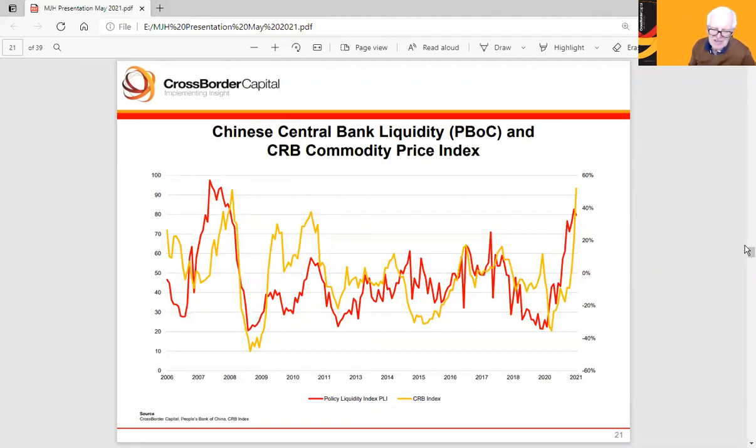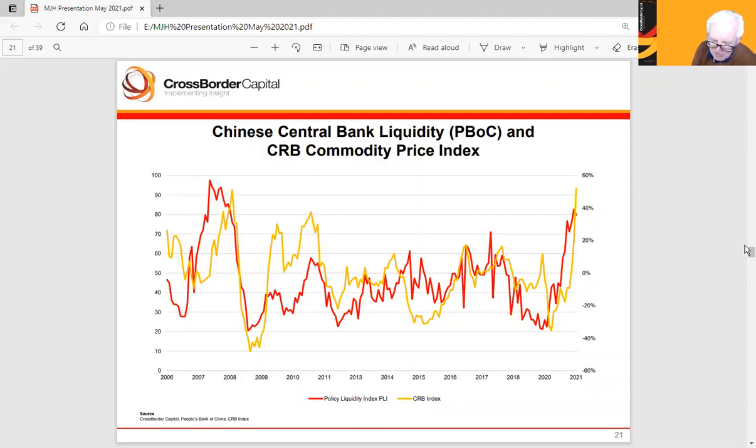So that basically is saying, look, what China does in terms of monetary policy really, really matters for commodity markets and for the tempo of the Chinese economy. And just to emphasize the point, there is absolutely no overlap in the data that goes into these two indexes.